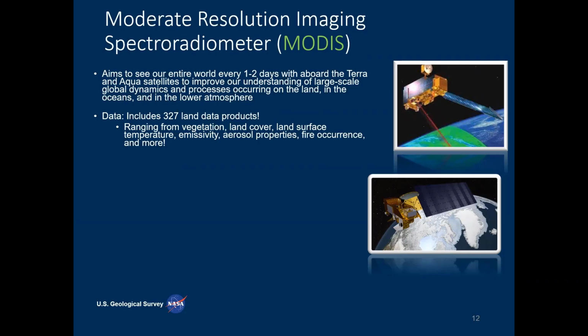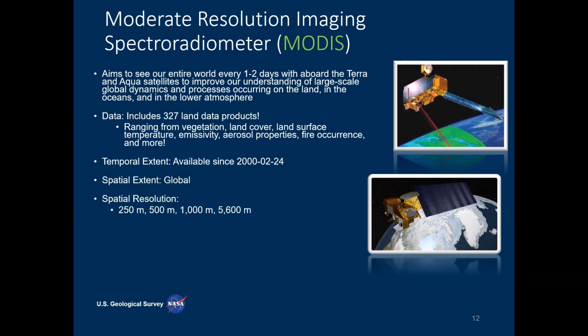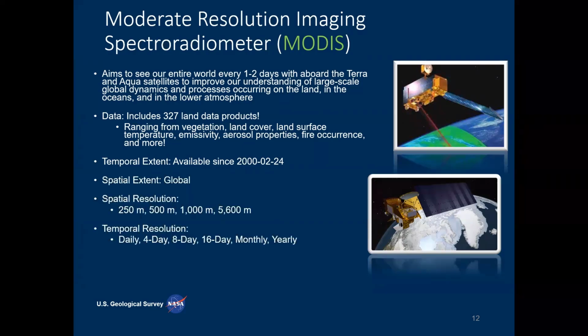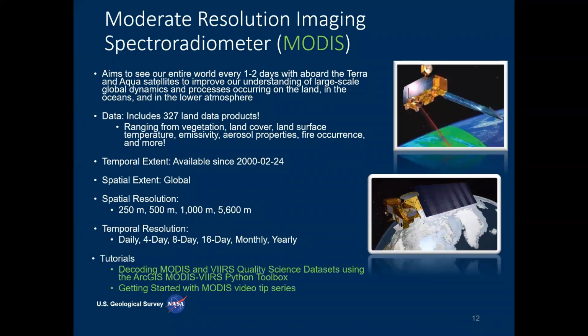With these data products, you can study a variety of topics, including vegetation, land cover, land surface temperature, emissivity, fire, and more. And these data are available from 2000 to present, so we have a pretty long record for users that are interested in several decades worth of data. They're available across the globe and come in a variety of spatial and temporal resolutions. And as I've already mentioned several times, we also offer several e-learning items to work with MODIS data, including that Python toolbox I mentioned earlier.